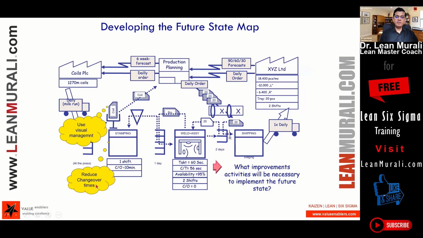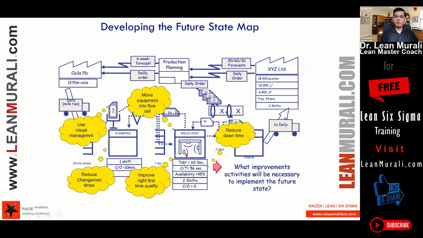So here they say reduce the changeover times. You have to reduce the changeover times here, improve the quality in these areas, move the equipment into the workflow, because movement of equipment, when you are making it cellular, you'll have to do that, reduce downtimes, implement full production flow systems and all that. I thought the session would end early, but it's taking the normal time.